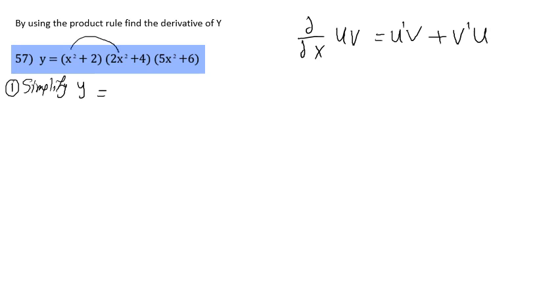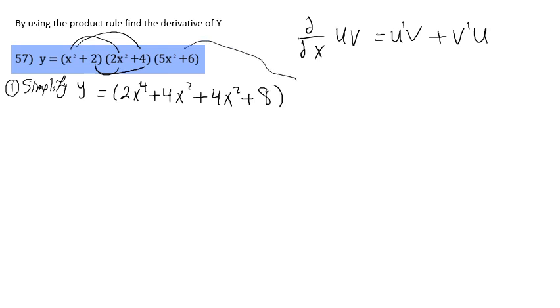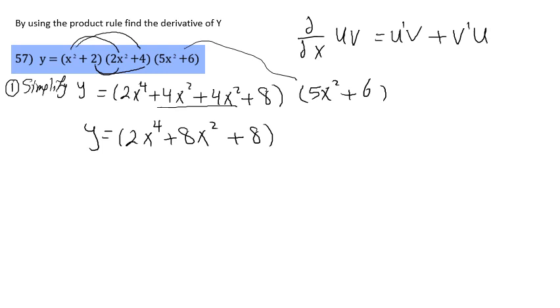So the first step is to simplify y, to write it as two terms. x squared times 2x squared is 2x to the power of 4, and x squared multiplied by 4 is 4x squared, plus 2 times 2 is 4x squared, and 2 times 4 is 8, multiplied by 5x squared plus 6. Let's add the like terms here. So it's 2x to the power of 4 plus 8x squared plus 8, multiplied by 5x squared plus 6.